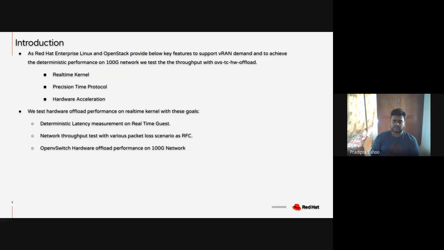To test this requirement, we tried hardware offload performance with a real-time compute node. The goal is to achieve deterministic latency in the guest vCPU in the real-time instance. Once we achieve the real-time instance, we'll try the network throughput in various packet loss scenarios as per the RFC standard. During the entire test journey, we can verify the OpenvSwitch hardware offload stability, which is integrated with the 100 gig network as well.